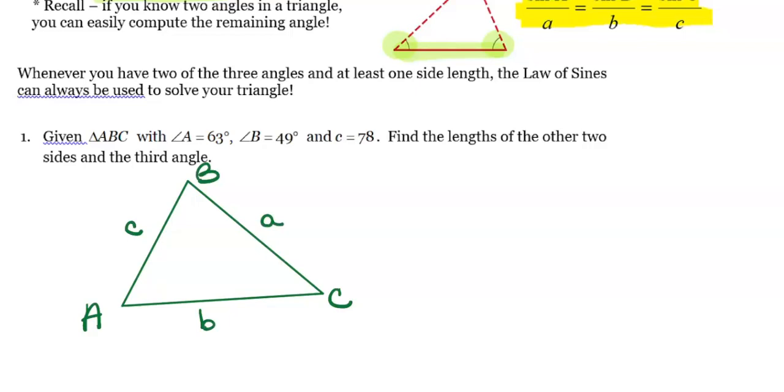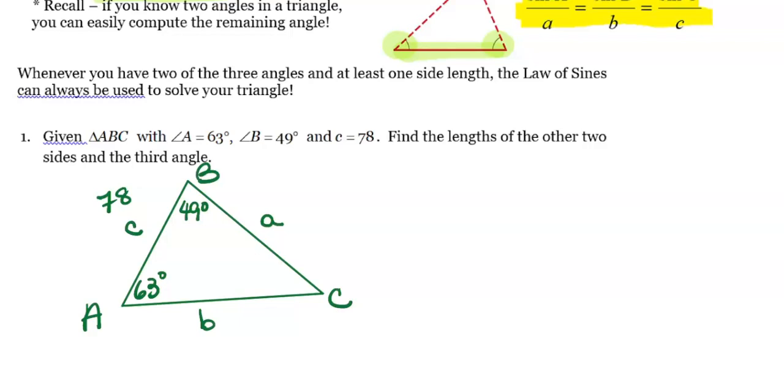Okay, so let's see what they gave us. I'm going to write the given stuff in green. Angle A is 63 degrees. Angle B is 49 degrees. And little side c is 78. Not degrees, just the length. All right, so I do indeed have two angles and a side. If I have two angles and a side, I'm going to use the law of sines.